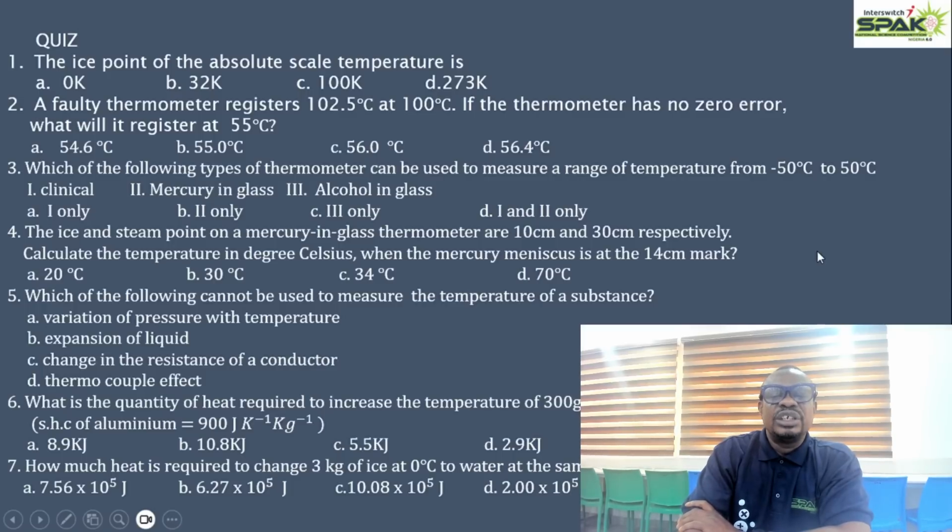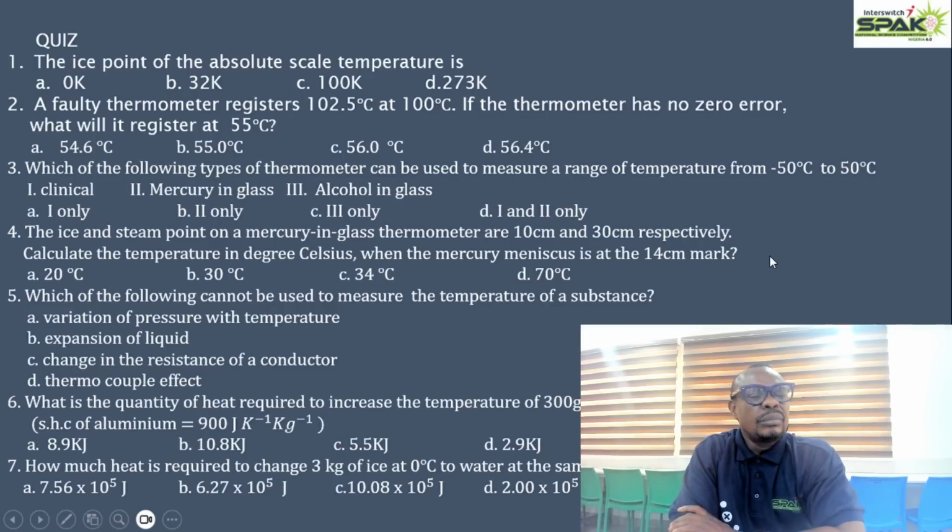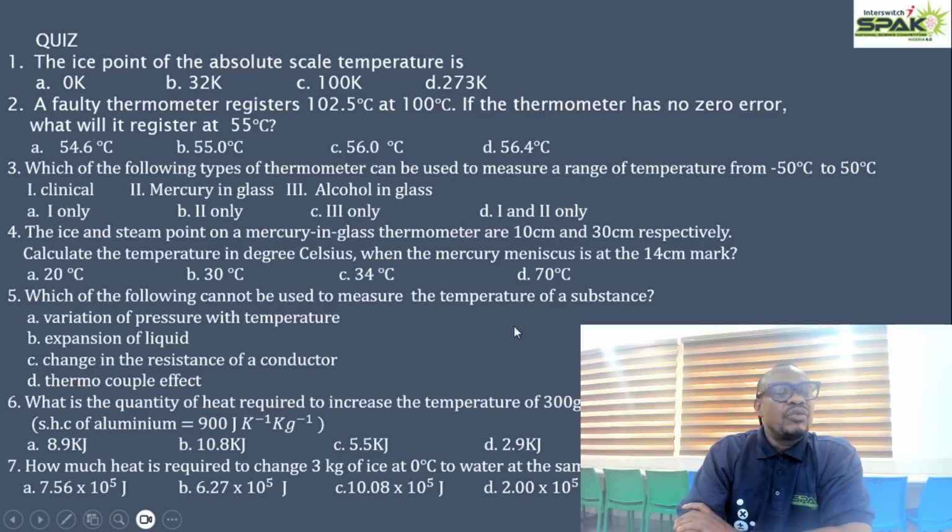So they are asking what is the temperature when the mercury is at 14 centimeter. So here I have my interpolation. The 14 mercury mark should correspond to the x here. So x minus 0 all over 100 minus 0 equal to 14 minus 10 all over 30 minus 10. Then you solve for x. So my answer on this should be okay, let's go for A.